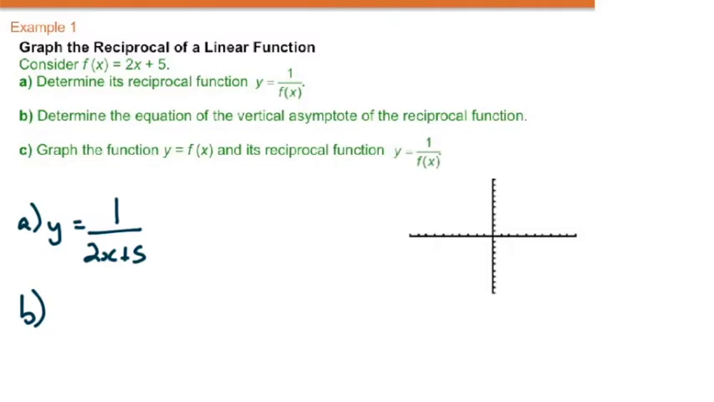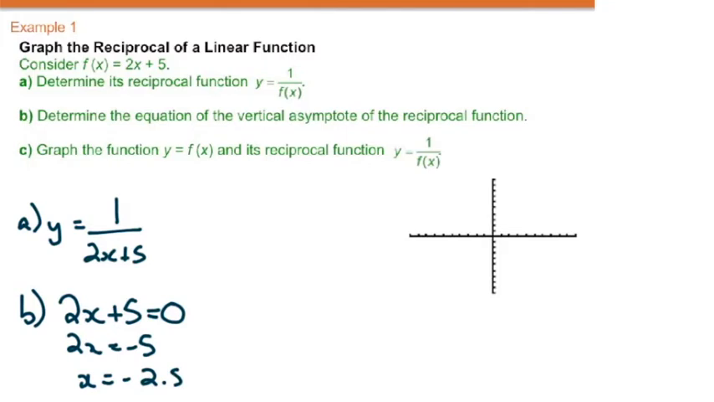To find the asymptote, we take the bottom of the reciprocal, so that would be 2x plus 5, and we need to find where it equals 0. Simple solving the equation, take the 5 to the other side, and divide by 2. We get an asymptote at x equals negative 2.5.